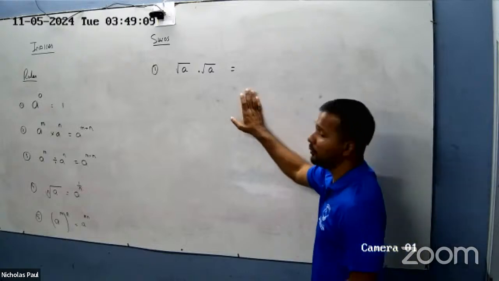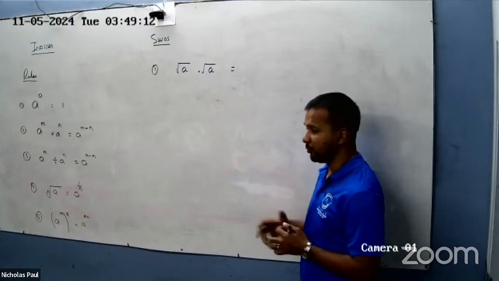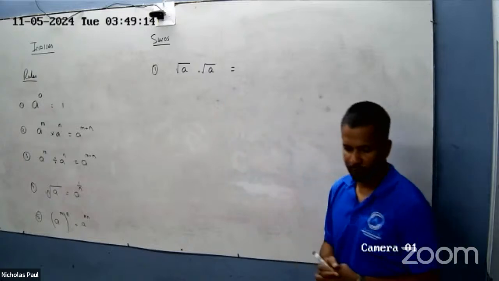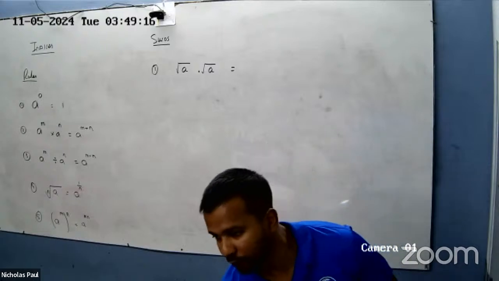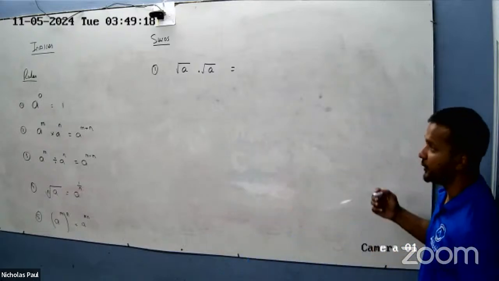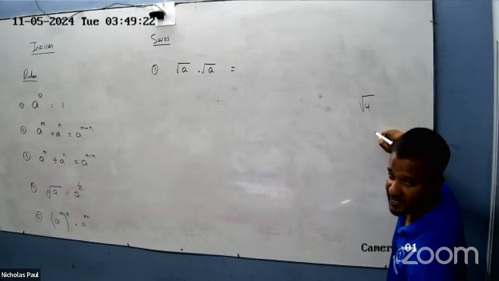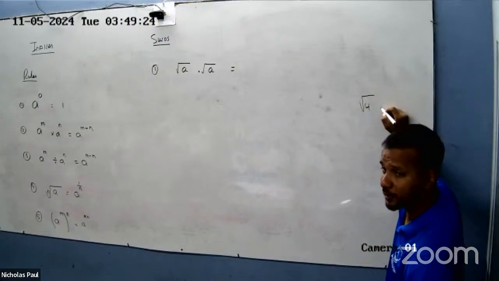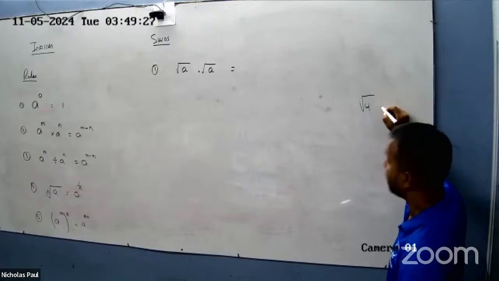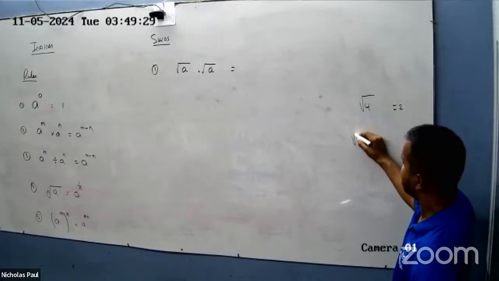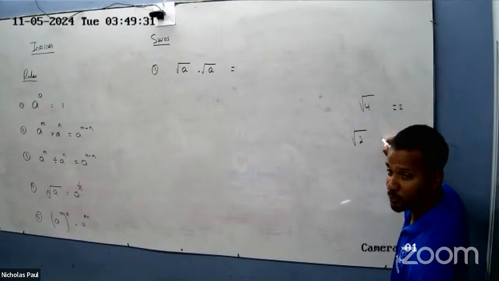Okay, so let's start here with these Surds rules, right? First thing first, we have to know what a Surd is. If I give you the square root of 4, that's not a Surd, right? Square root of 4 is 2. But if I give you something like square root of 2, what's that? A whole number? This is not a whole number.